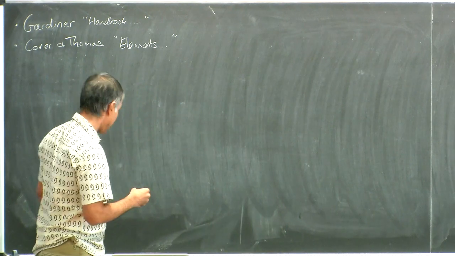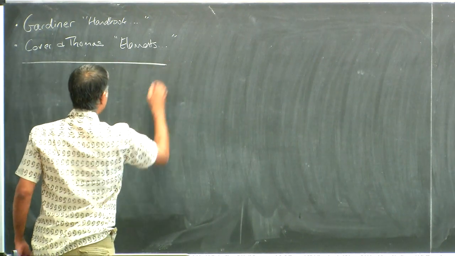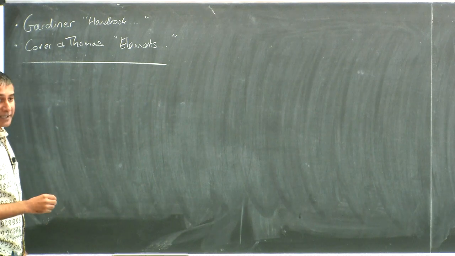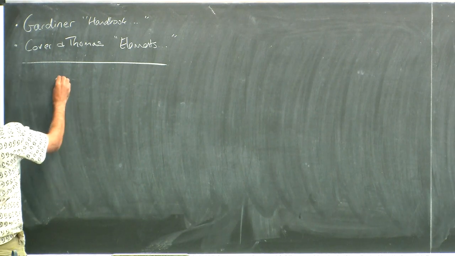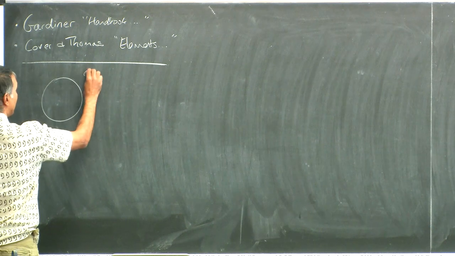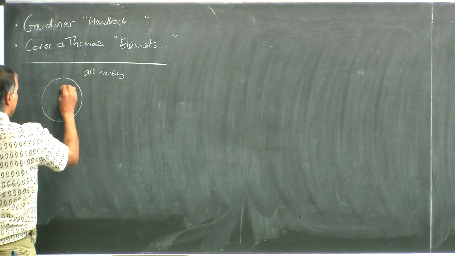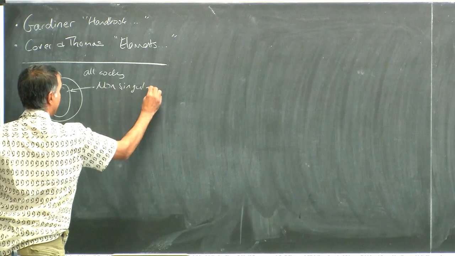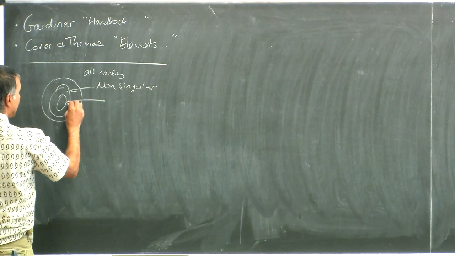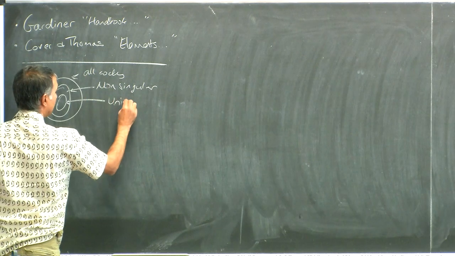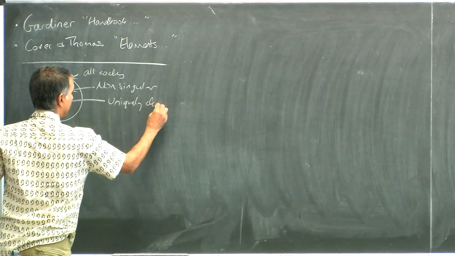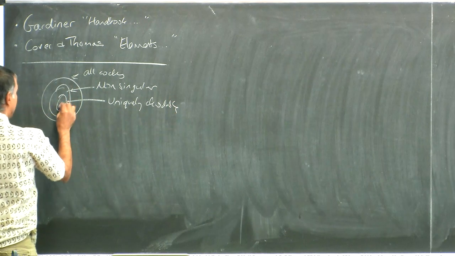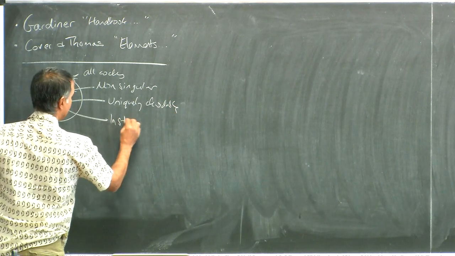Okay, so let's get right into it. Yesterday we covered the case of codes. Remember we had these: all codes, non-singular codes, uniquely decodable, and instantaneous.